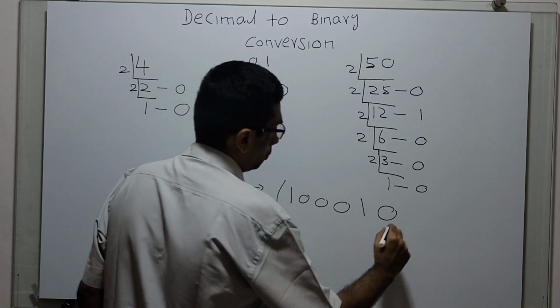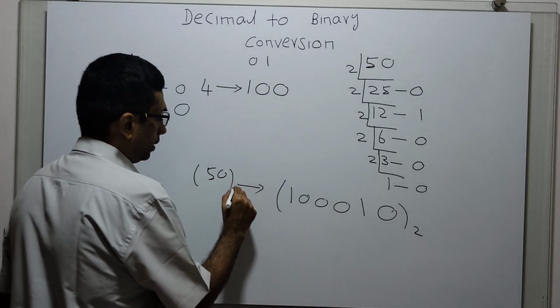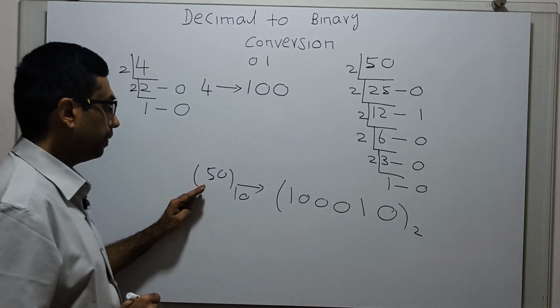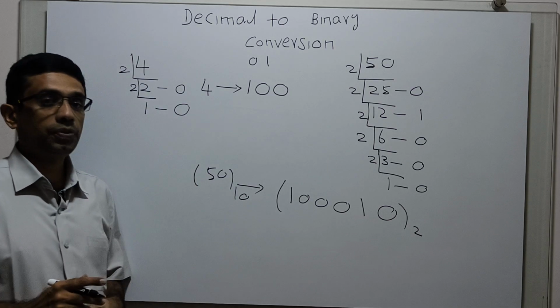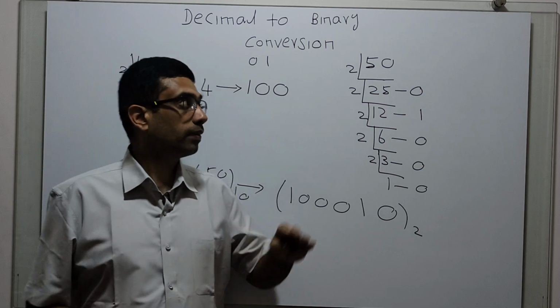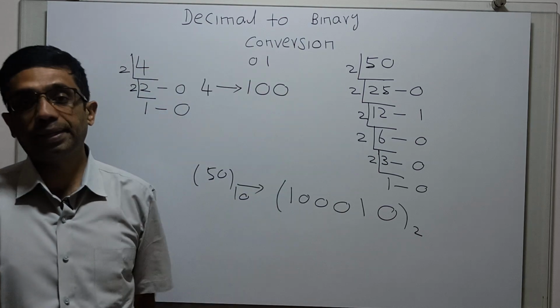So this is base 2 because it contains 0 and 1. So this is base 10 because it contains the values 0 to 9, 10 numbers. So this is the base. So in this video we have discussed how to convert a decimal number into its equivalent binary number.